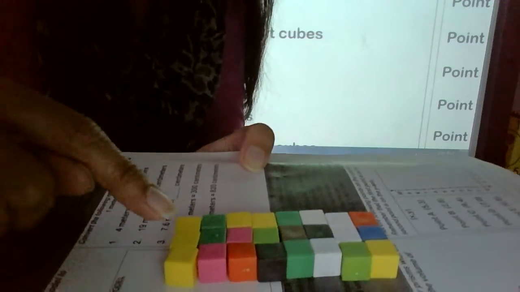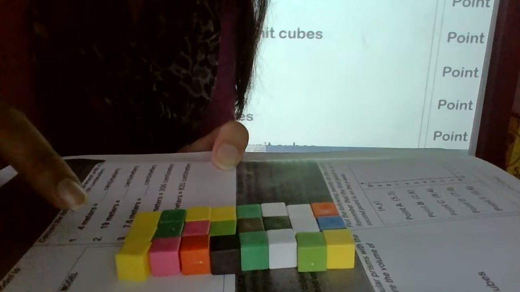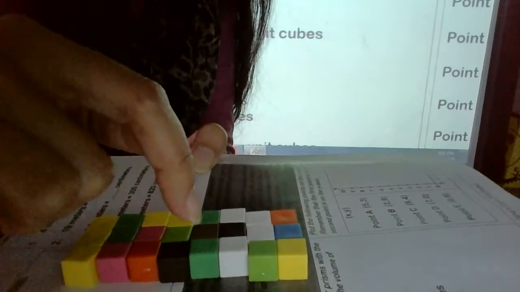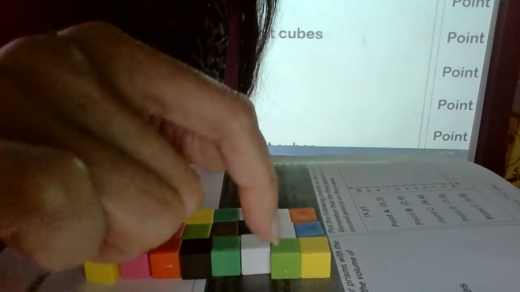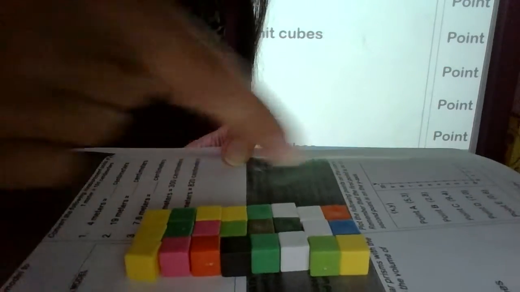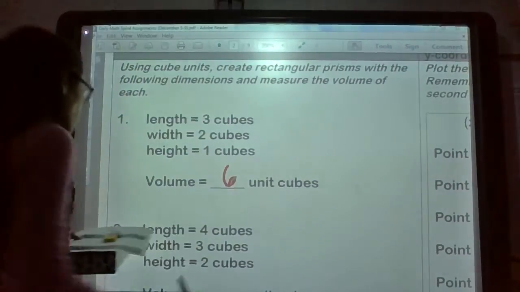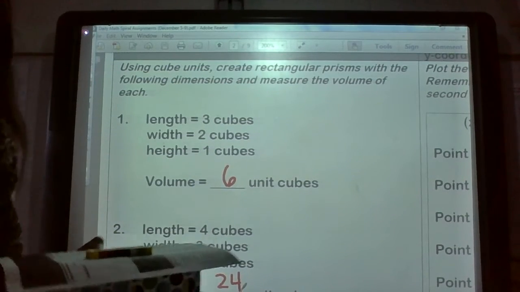All right, we can count by 3. Look. 3, 6, 9, 12, 15, 18, 21, 24. Or we can count one by one. 1, 2, 3, 4, 5, 6, 7, 8, 9, 10, 11, 12, 13, 14, 15, 16, 17, 18, 19, 20, 21, 22, 23, 24. Or count by 8s. Look, 8, 16, 24. Bam. So the volume of this shape is what? 24 unit cubes. So that is how we solve volume.